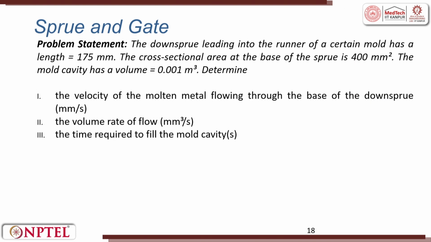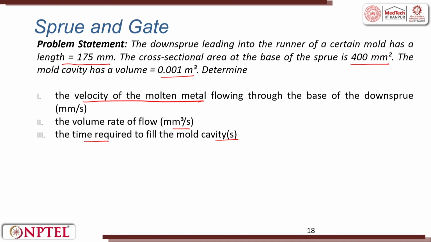Let us see the problem statement. A down sprue leading into the runner of a certain mold has a length of 175 millimeters. The cross-sectional area at the base of the sprue is 400 millimeter square. The mold cavity has a volume of 0.001 meter cube. We need to determine the velocity of molten metal flowing through the base of the down sprue in millimeters per second, the volume flow rate in millimeter cube per second, and the time required to fill the mold cavity in seconds. Let me take these problems one by one.